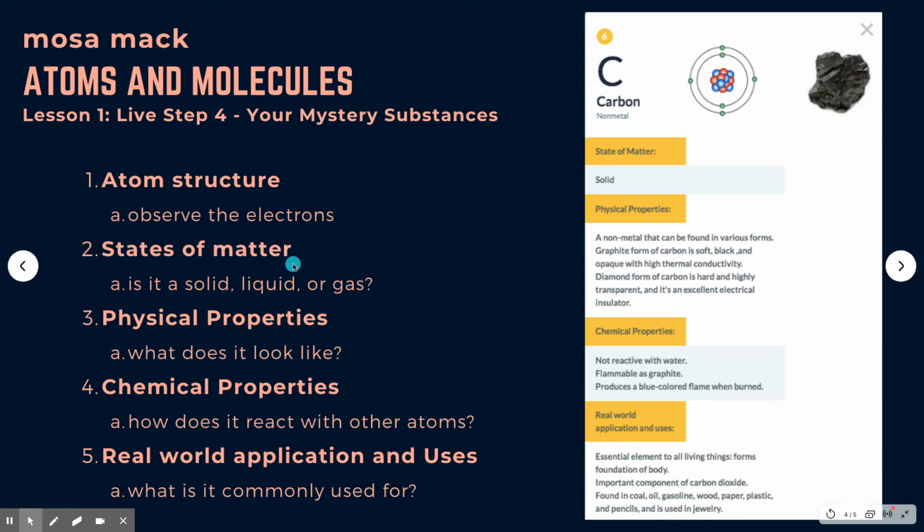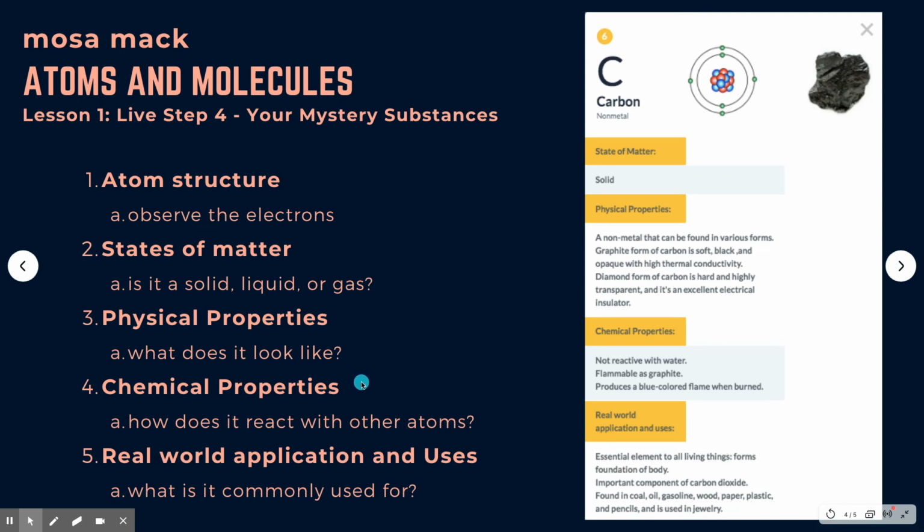Next is the state of matter. That is identifying whether the element is a solid, a liquid, or a gas. Here we have carbon and it is a solid. Next, you have physical properties. The physical properties tell you a little bit about what the element looks like in its physical form.